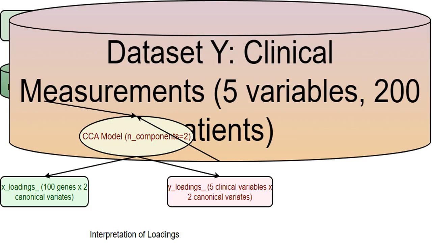This is our second dataset, Y. It contains 5 different clinical measurements, also taken from the same 200 patients. We'll be comparing these clinical measurements to the gene expression data.